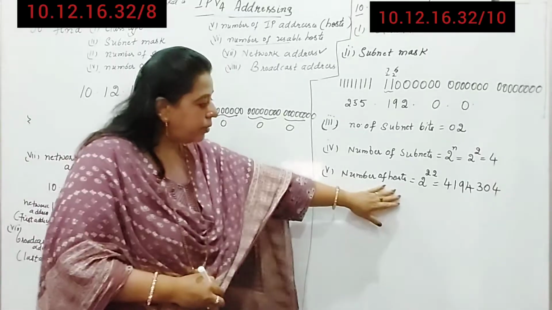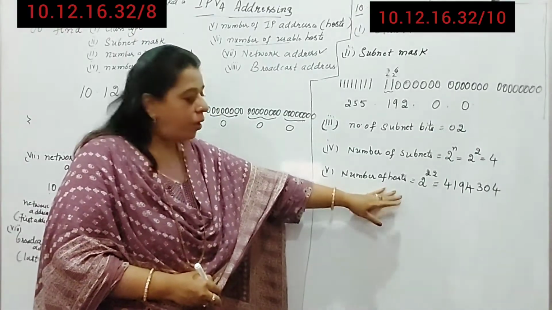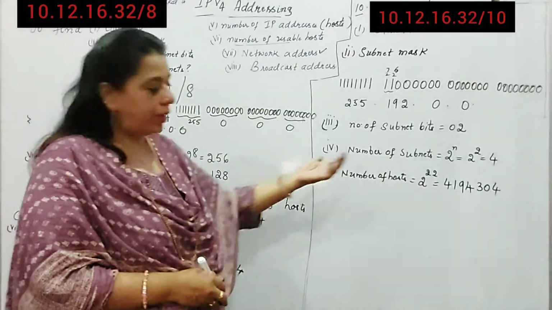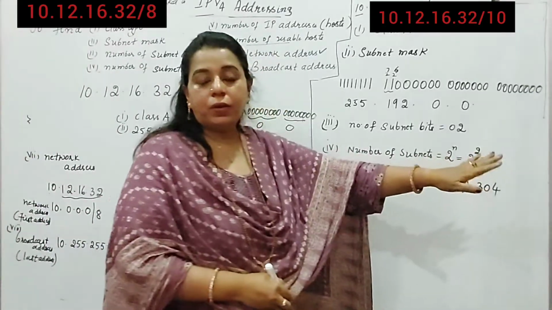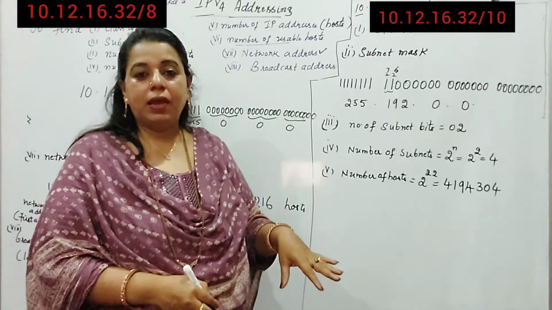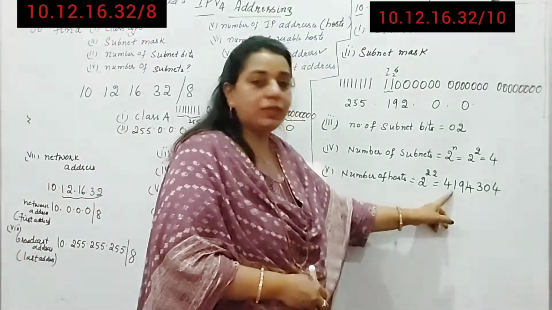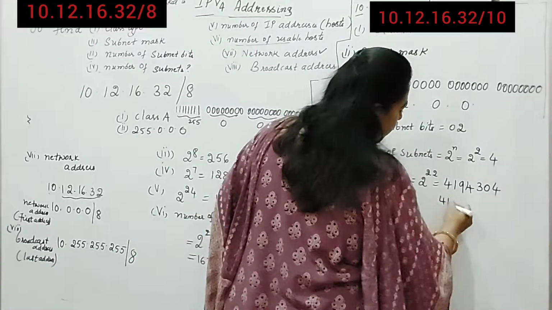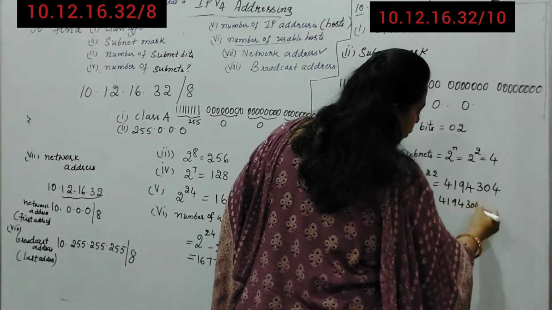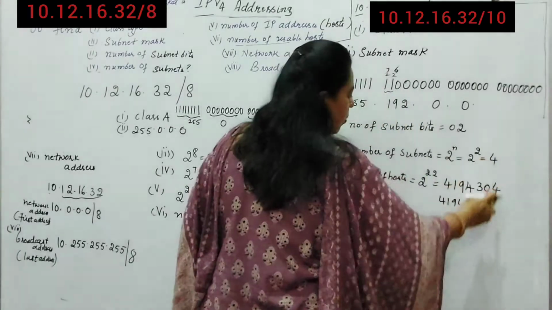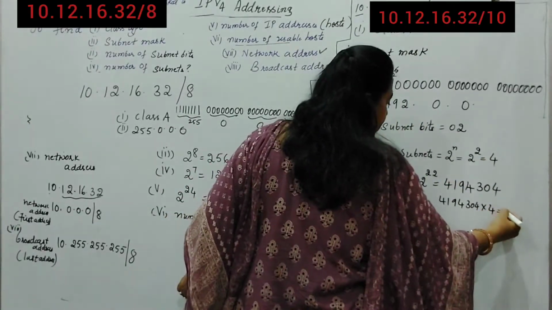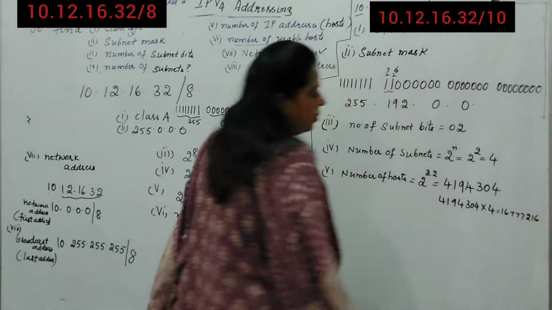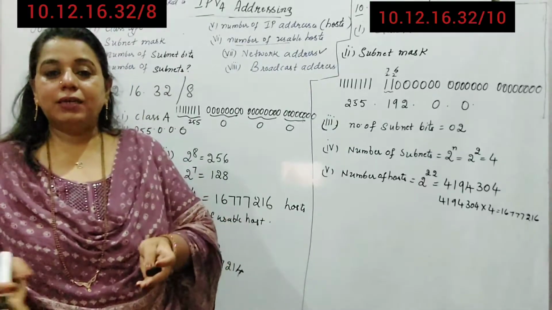So now you compare the number of hosts. It is reduced here. How much is it reduced? It is reduced to almost 1/4 of what you got. The reason is very clear also. You are able to form 4 subnetworks, and each subnetwork will have this many hosts. So if you multiply 4,194,304 into 4, because you are able to form 4 subnets, definitely you will get this 16,777,216. So understood now why this subnetting is needed.